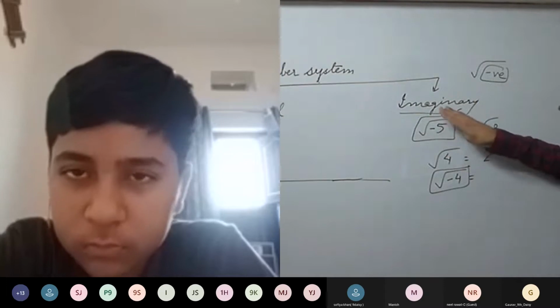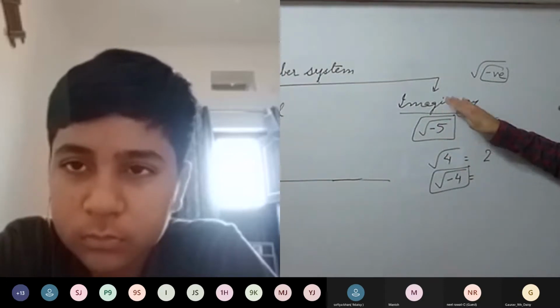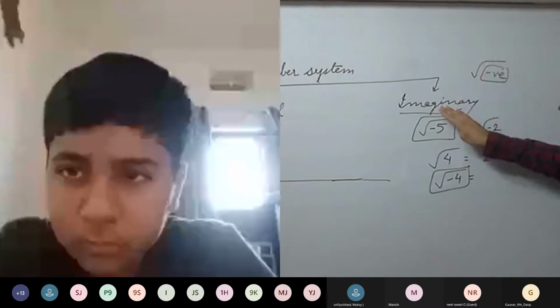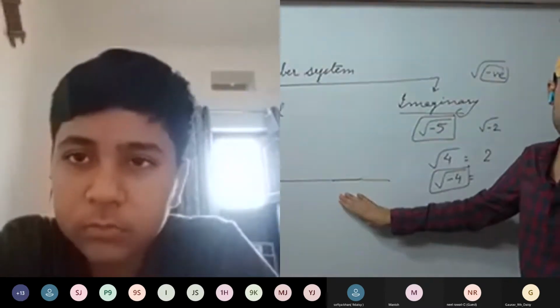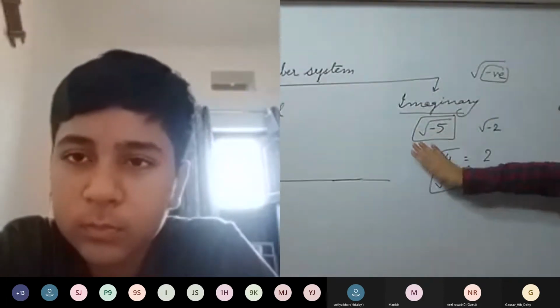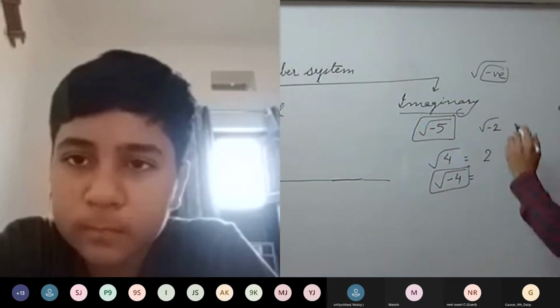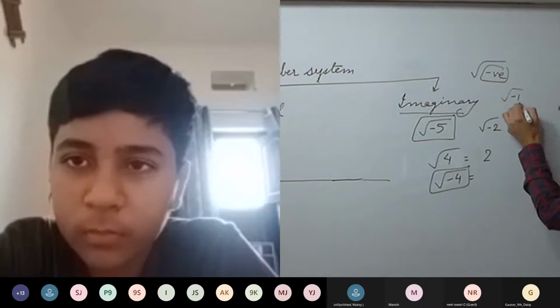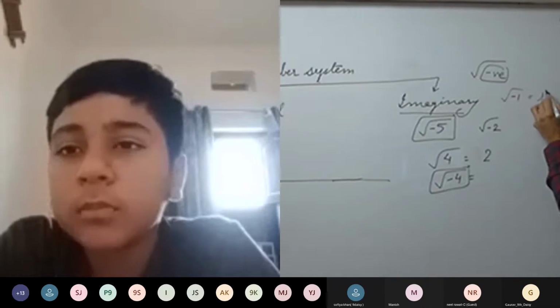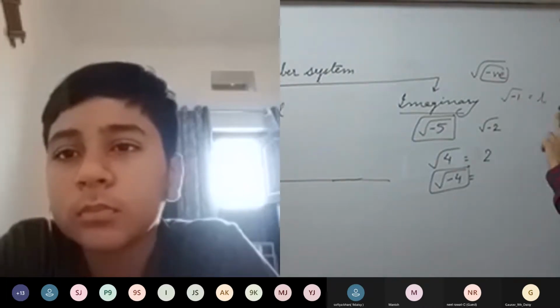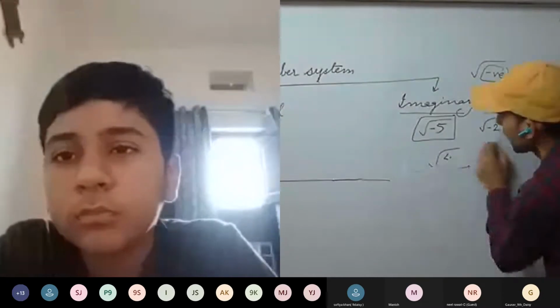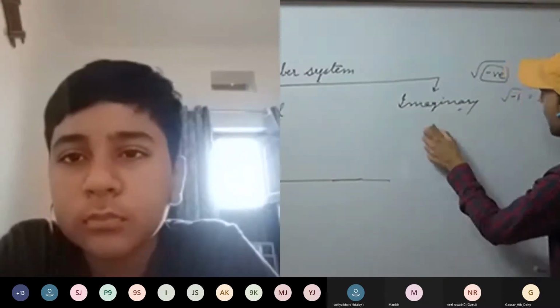You will be studying these numbers in 11th or 12th class. Imaginary numbers we do use as well, but they cannot be represented on a number line. So these imaginary numbers are not in the syllabus. For example, root of -1 is represented as iota. This you will be studying in higher classes. So imaginary numbers cannot be represented on a number line.